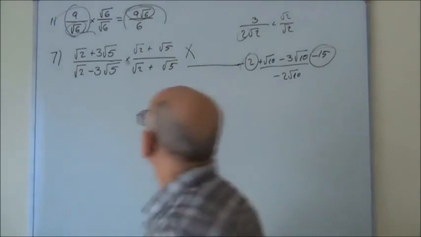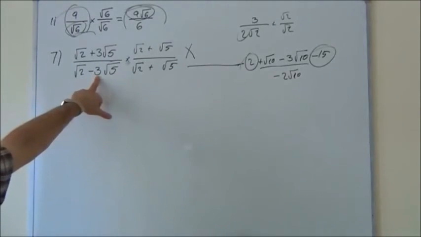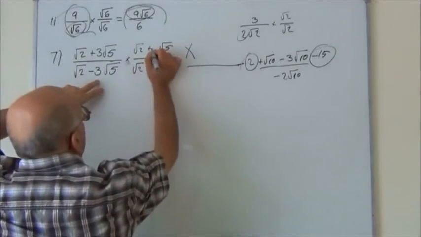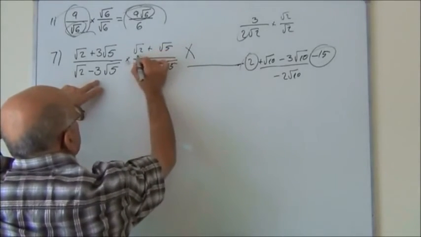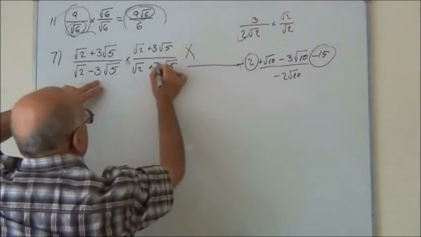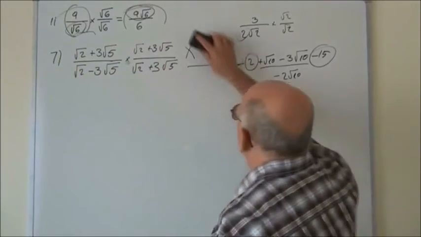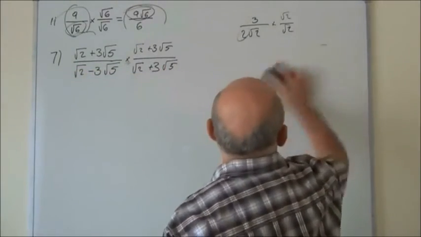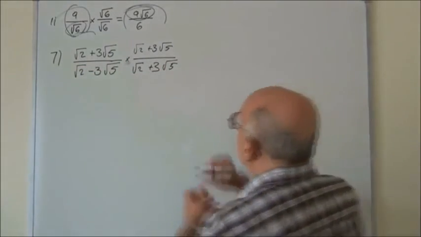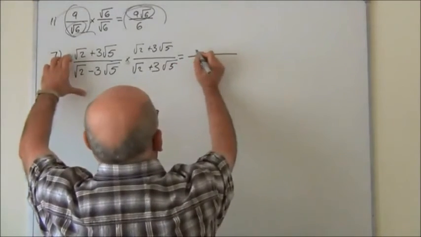That's why, to do it correctly, you have to include this number here. So this we should multiply by root 2 plus 3 root 5 over root 2 plus 3 root 5, and now everything will be correct. Of course, we will do the complete question.